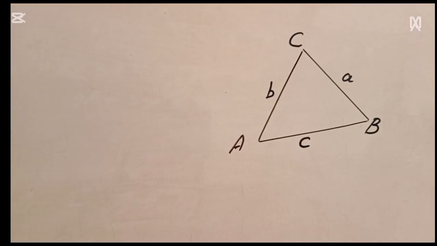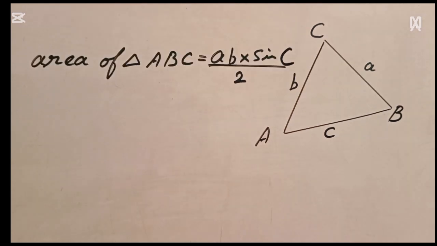This is a triangle ABC. How to find out area of this triangle? If two sides of a triangle and the angle between them is given, then area of the triangle would be as over here. For example, the sides A and B are given and the angle between them, angle at the point C, is given, then area of the triangle ABC would be equal to A multiplied by B multiplied by sine of the angle between them at the point C divided by 2. This way we'll find out area of the triangle.